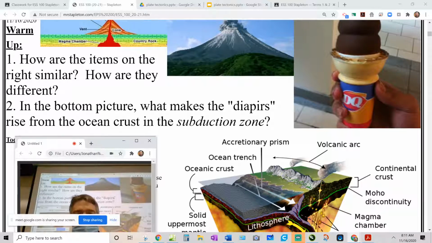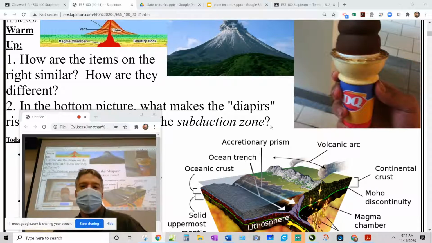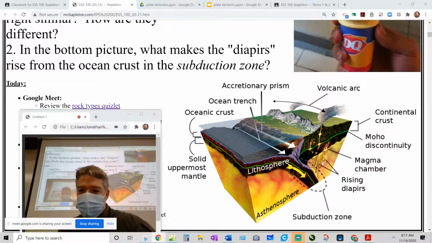I don't even know what this word is. It looked kind of like diapers, but we could look it up. I'm sure it's a real earth science term. I'm just not familiar with it. But what they're calling the diapers, see right down here where it says rising diapers? I'm sure I'm saying that wrong.